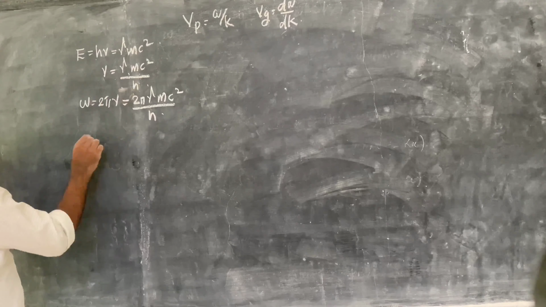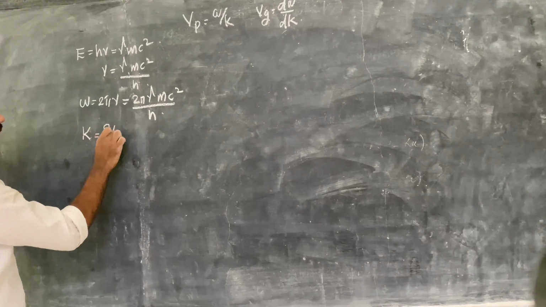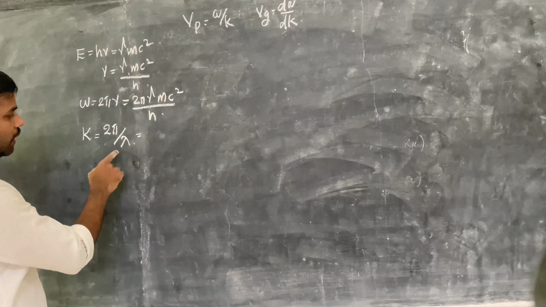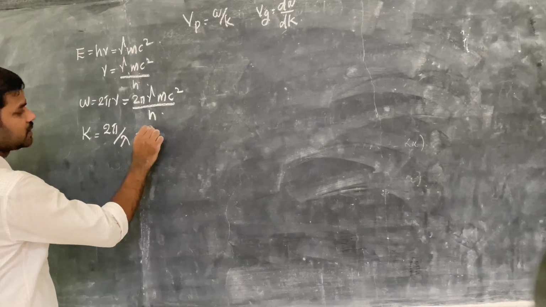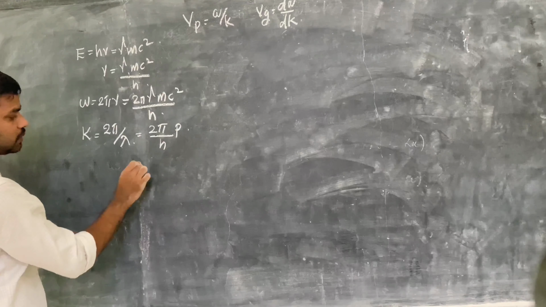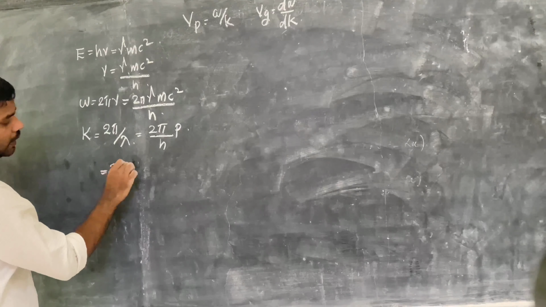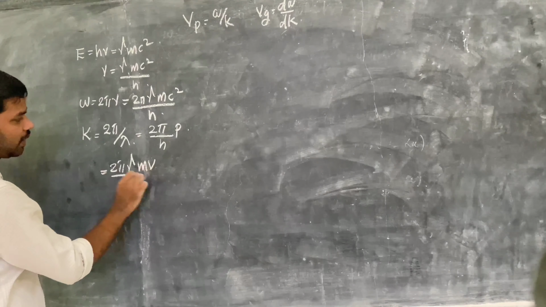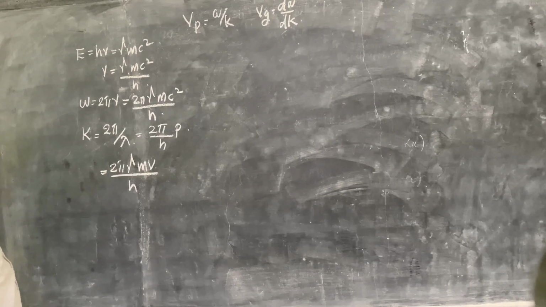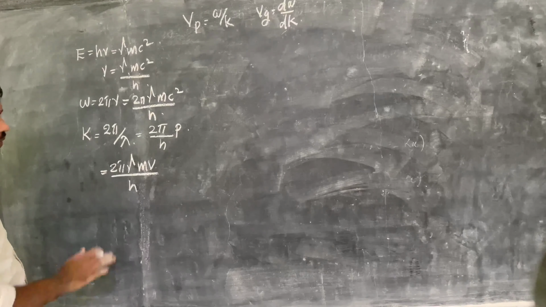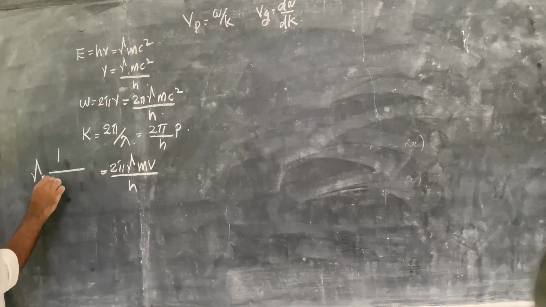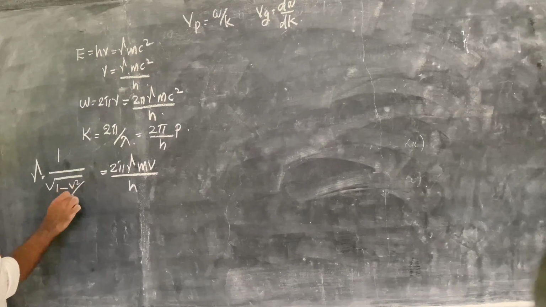Next we have the propagation constant k equal to 2 pi by lambda. According to de Broglie, lambda is equal to h divided by p, so that is equal to 2 pi divided by h by p, the momentum. So that is equal to 2 pi gamma m v divided by h, where m is the rest mass of the electron or de Broglie particle. And we know gamma is equal to 1 by root of 1 minus v square divided by c square.